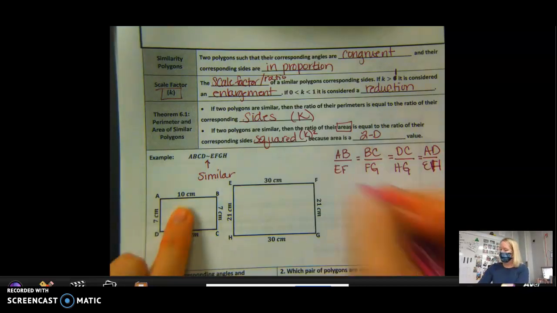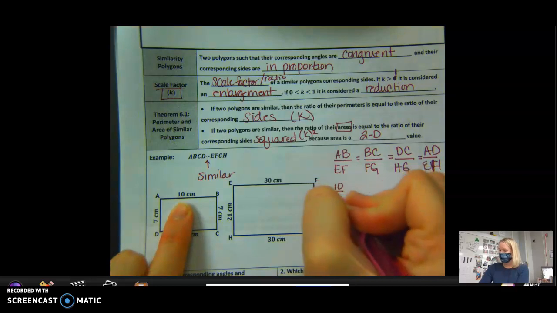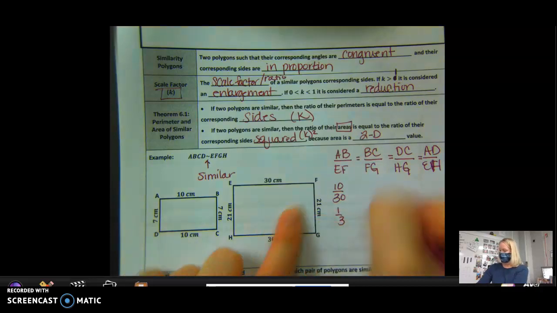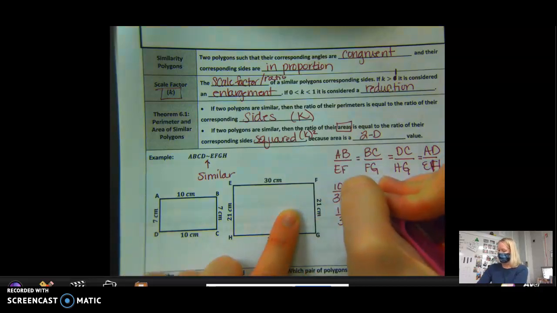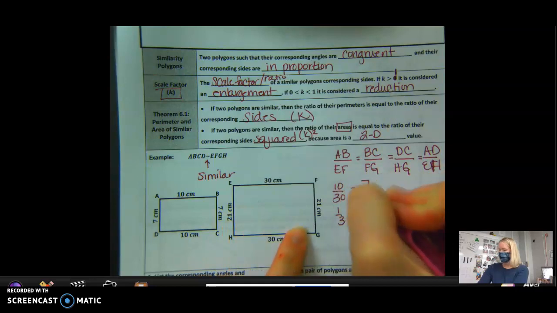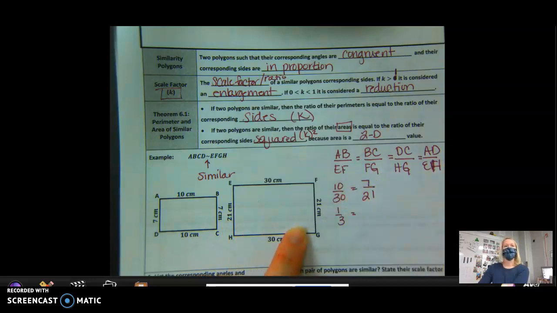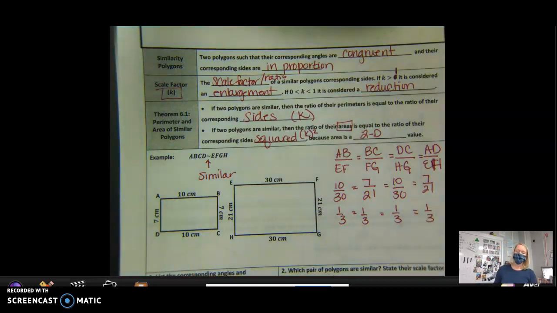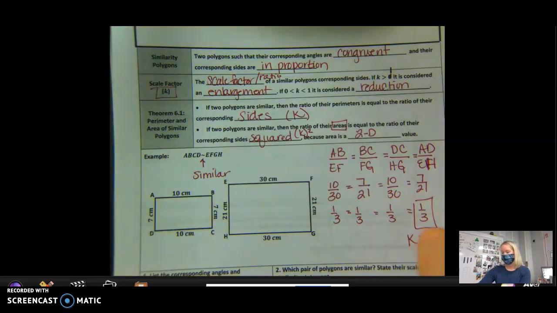So for instance, if I did this, that would be 10 over 30. What does 10 over 30 reduce to? 1/3. BC would be 7 over 21. What does 7 over 21 reduce to? 1/3. DC, again, is 10 over 30. We already said that that reduces to 1/3. And then this is 7 over 21 again, which reduces to 1/3. So they are in proportion because they are 1 to 3. That is K, the scale factor.